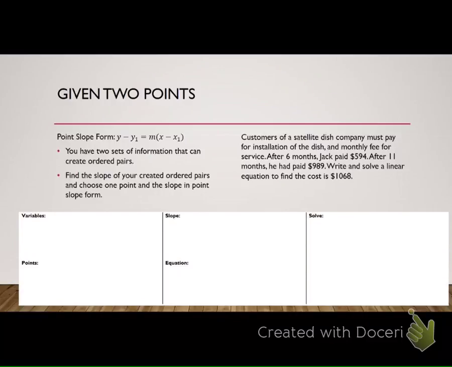So customers of a satellite dish company must pay for installation of the dish and a monthly fee for service. After 6 months, Jack paid $594. After 11 months, he paid $989. Write and solve a linear equation to find the cost. Find when the cost is $1,068.